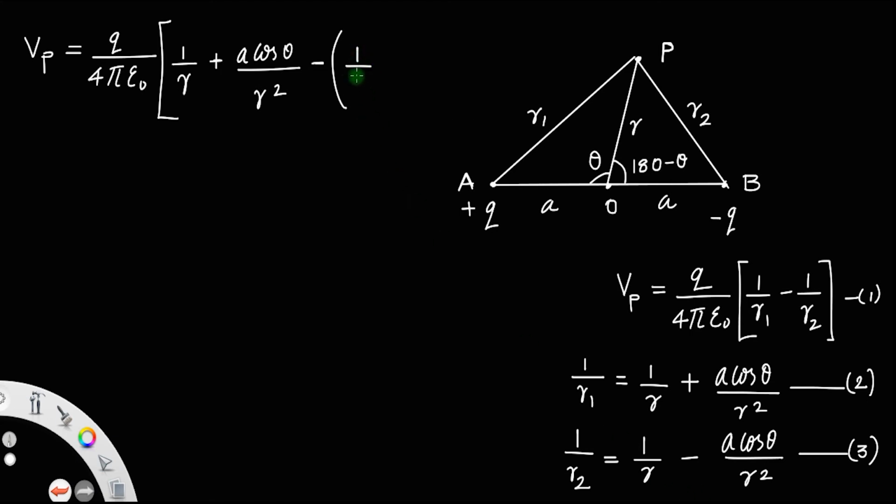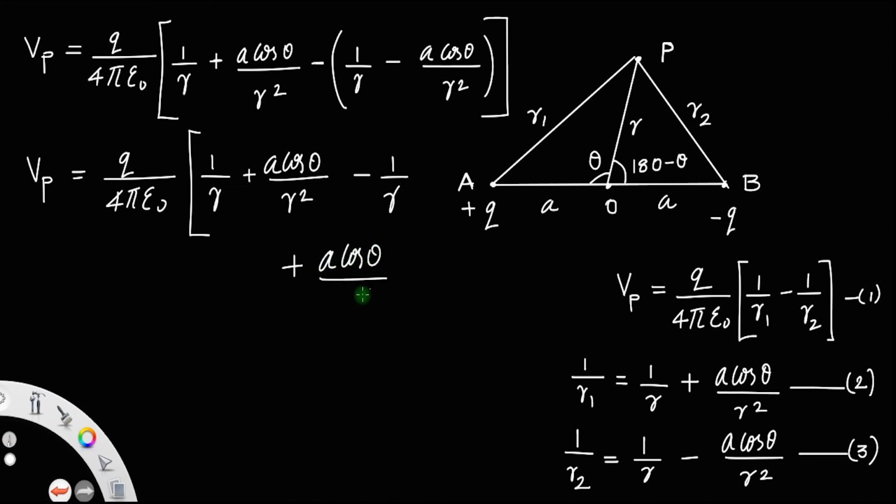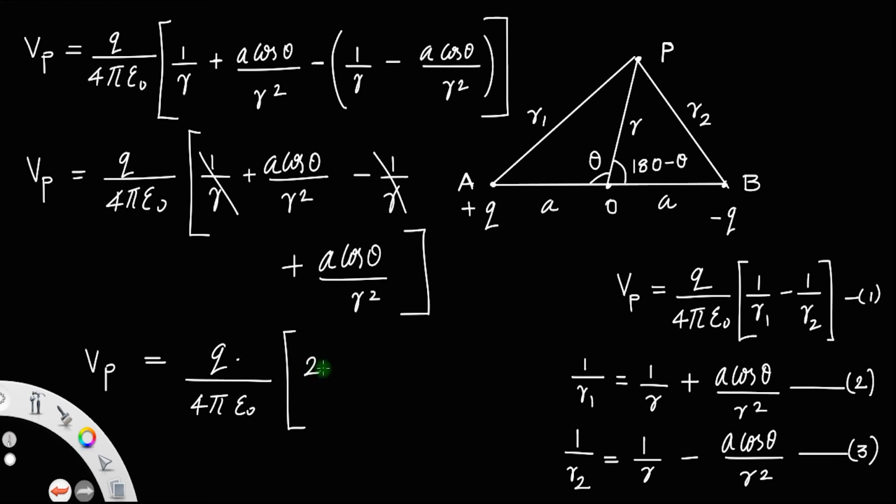One by r2 is 1 by r minus a cos theta divided by r square. Clear? On simplifying this you will get Vp equal to Q by 4 pi epsilon 0 into 1 by r plus a cos theta by r square minus 1 by r, minus of minus will get plus a cos theta divided by r square. You can cancel this one, and the final expression will be Vp is equal to Q into a cos theta plus a cos theta. Write this as Q by 4 pi epsilon 0 into 2a cos theta divided by r square. Clear?